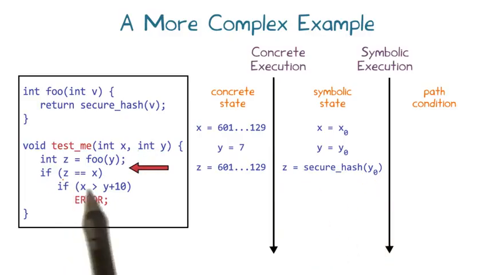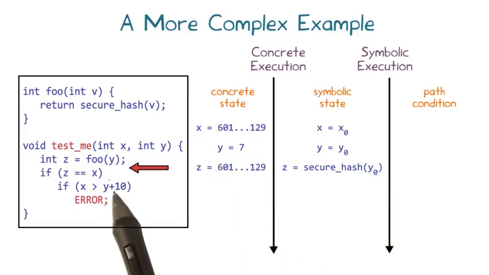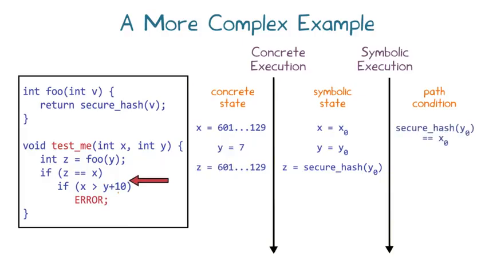Now, at the branch point, the concrete values of x and z are indeed equal, so the true branch is taken as expected. At the next branch point, we check whether x is greater than y plus 10. The concrete values of x and y satisfy this constraint, integer overflow notwithstanding. So, we take the true branch again, which leads to the error in the program.